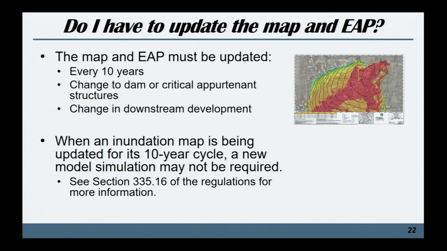We added a section to the regulations for what we think will apply to many dams. If there's nothing really changing at your dam and you're just doing a 10-year update, you may not need to remodel the inundation. But to comply with the requirement, you could submit a new map, and there are details in the regulations about what needs to be different. It would need to have a new PE stamp and new aerial imagery, and that's all listed out in the regulations. We thought this was probably the best way to handle this situation and not incur unnecessary expense on the owner's behalf.